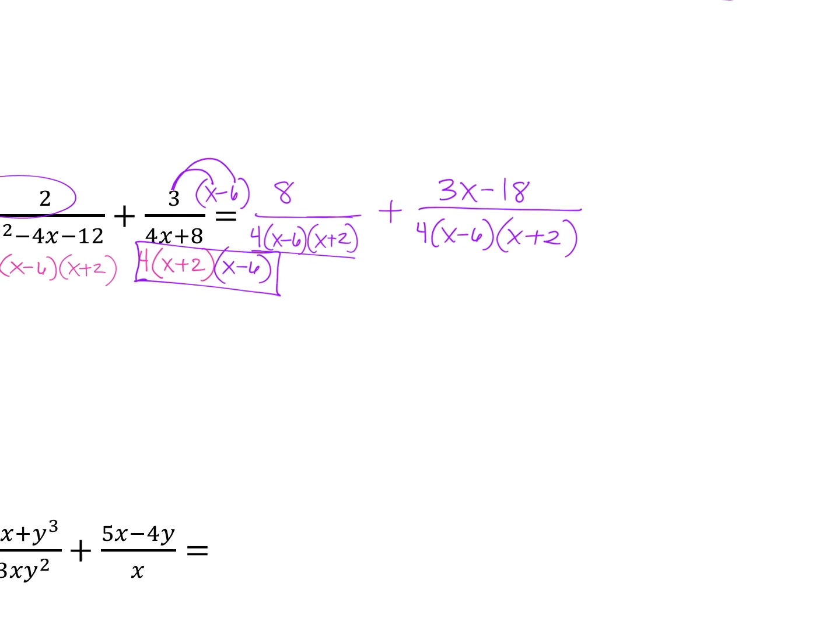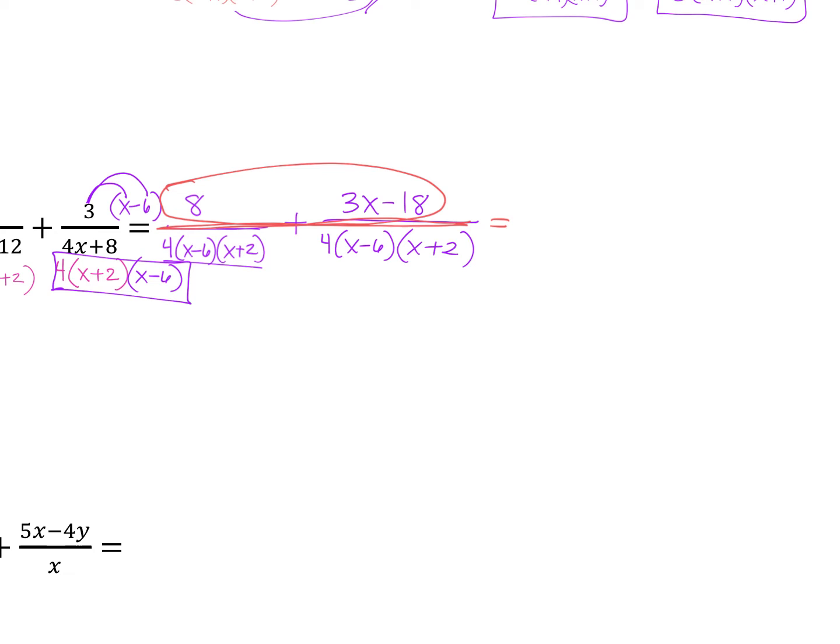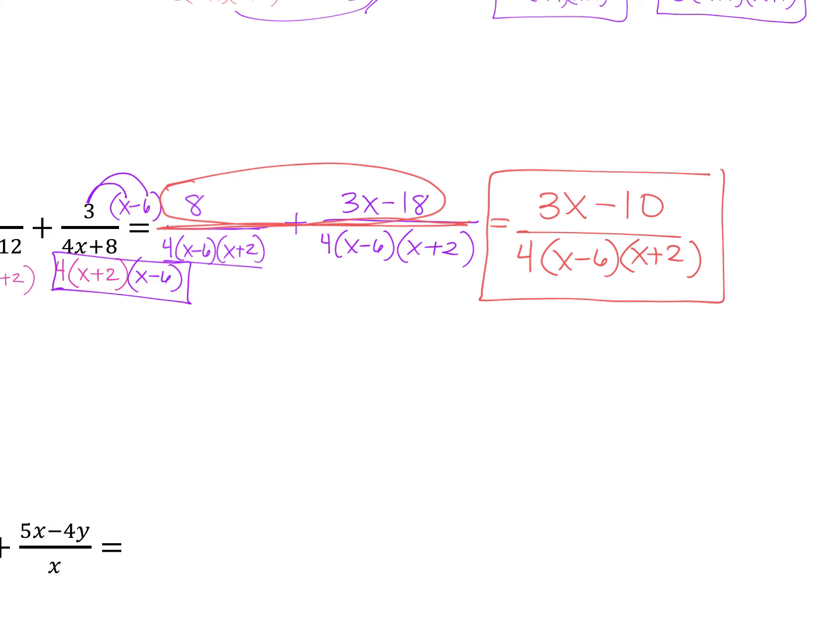So at this point, treat this as one big division bar. We're just going to add our numerators. So what's on top? 3x minus 10 in the numerator, and 4 times x minus 6 times x plus 2 in the denominator. There is nothing else you can simplify there. You cannot cancel your x's. You cannot reduce the 10 and the 4 because you have the 3x. That whole 3x minus 10 would have to be divisible by 4, or something like it, by 2.